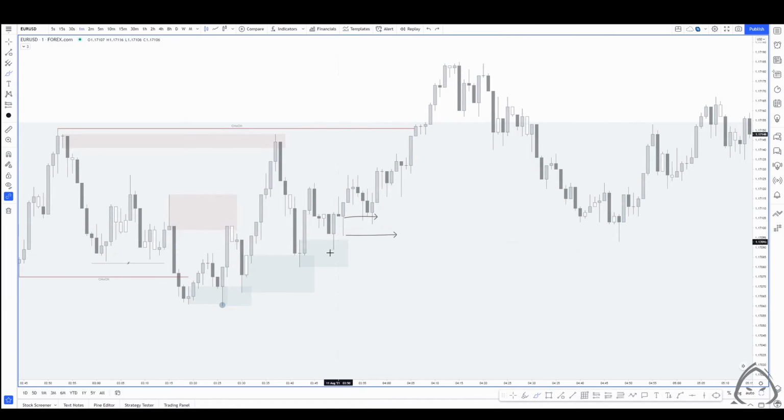Have we taken liquidity? No. Have we mitigated something? Yes. Therefore, it is valid, and we can continue that process. But again, this is why we stack our probabilities in our favor, because what we can see is in this instance, yes, we did mitigate something.